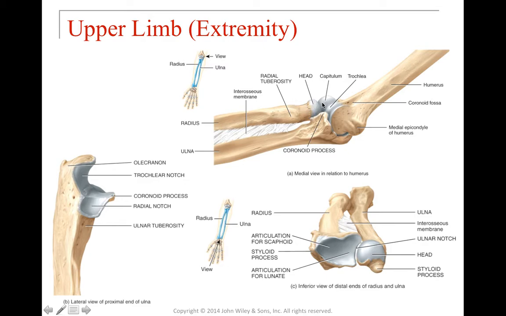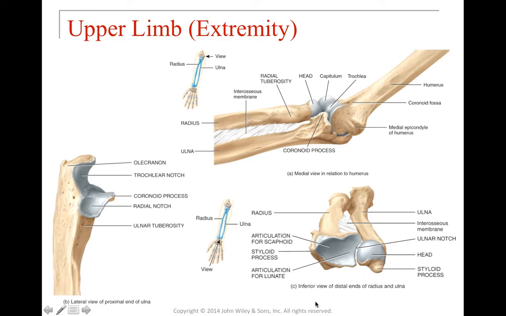The head of the radius is going to be interacting with the capitulum, and that whole thing is going to form your elbow. Again, the interosseous membrane connects the two of them. If we're looking at the proximal end of the ulna, so the region of the ulna that's going to be interacting here with the humerus, this is the olecranon and the trochlear notch. That's going to interact with the trochlea right there and the medial epicondyle of the humerus. Here's the coronoid process and the radial notch, which the radius is going to line up with as well, and then the ulnar tuberosity.